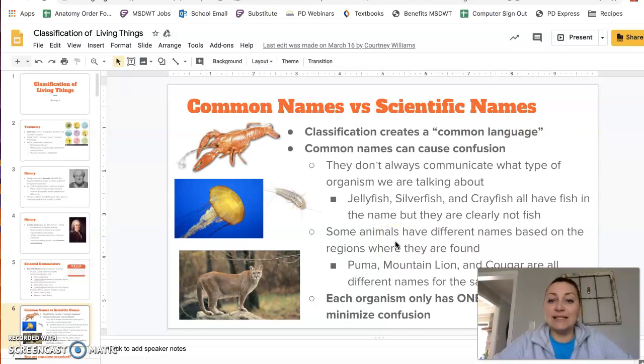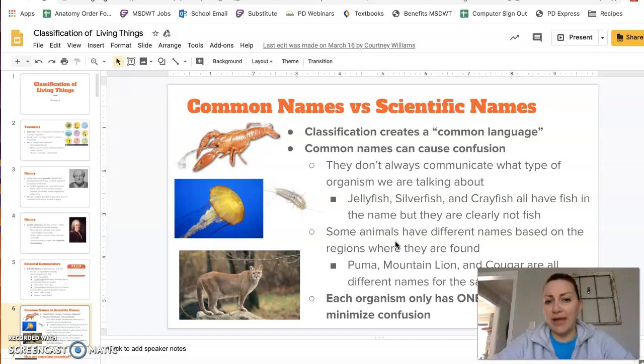Then for common names versus scientific names. Again, common names are what is our common language. It depends on what region you're in of whether you would call it something or another. So if you call something a puma or a mountain lion or a cougar, we're talking about the cat here, that would be all the same thing. They're all the same thing. And so when we use our scientific names, that tells us that we already know that we're talking about the same thing.